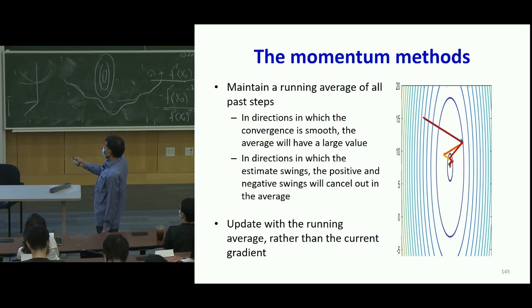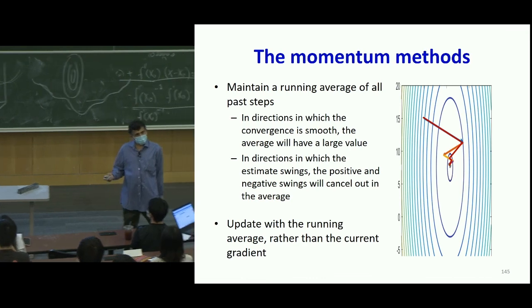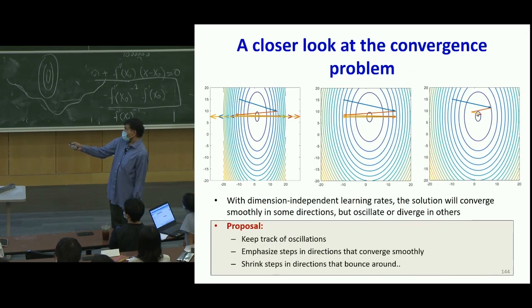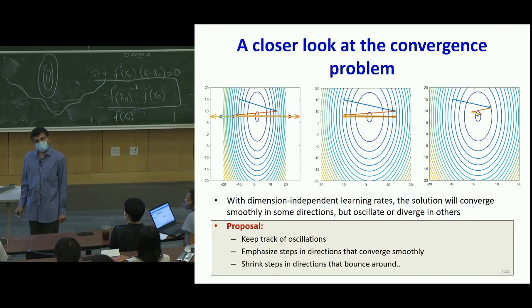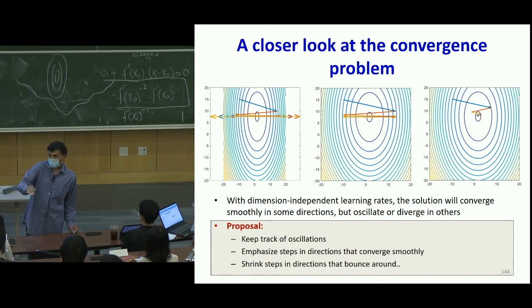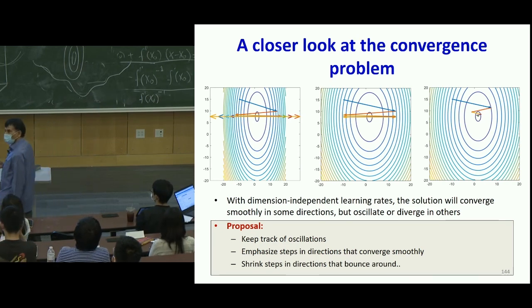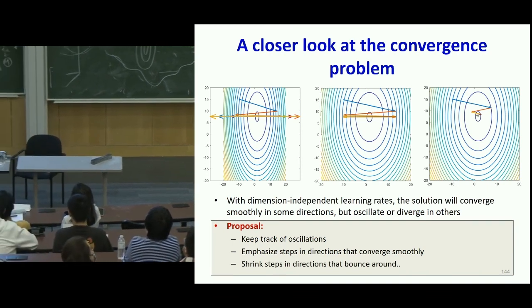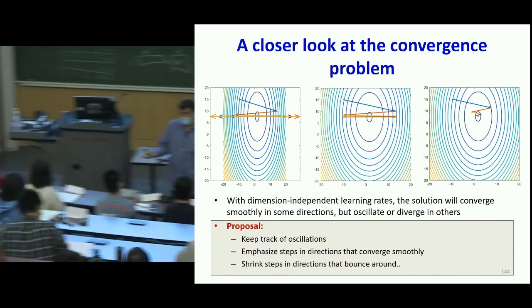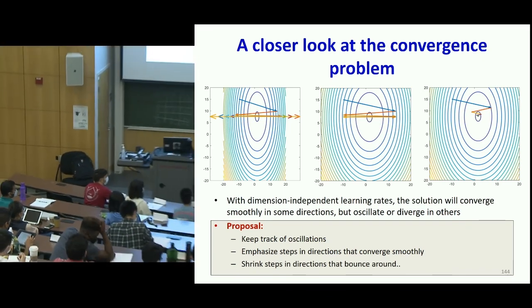But what we want to do is to maintain a running average of all past steps, okay? Now, if I'm maintaining a running average of all past steps in this scenario, what is the running average of all past steps in the vertical direction? Is it going to be large or small? It's always positive, right? So the average is going to remain some positive number. What about in the horizontal direction? It goes positive then negative, positive then negative. When you take an average, what will happen? It will cancel out, right?